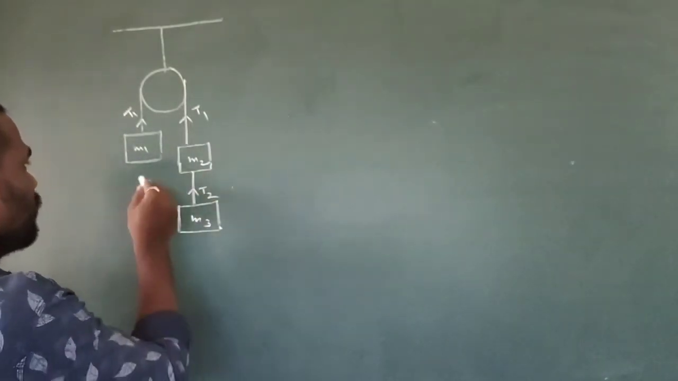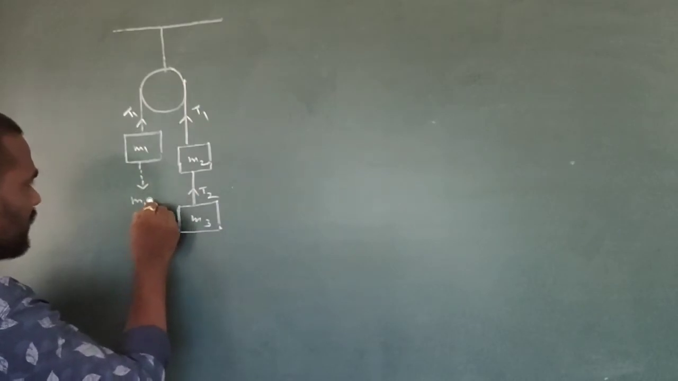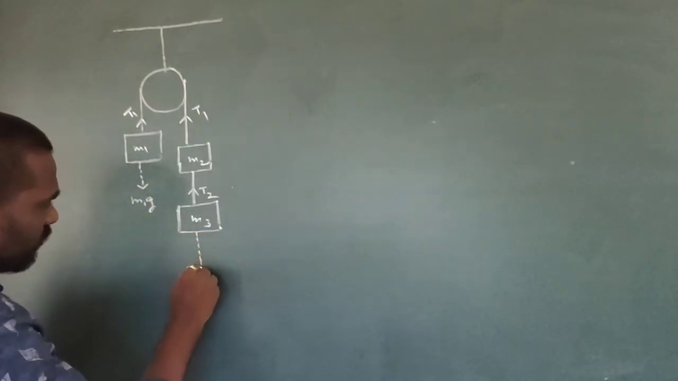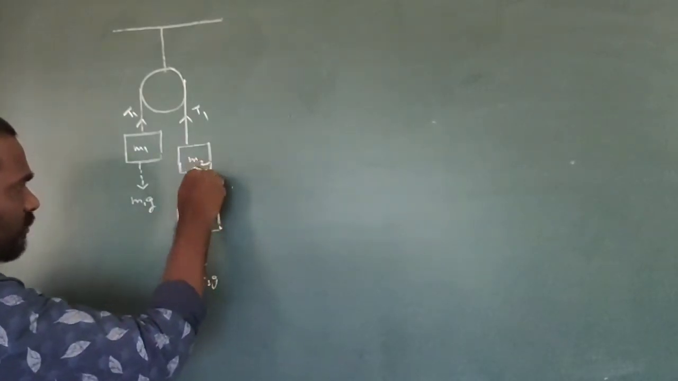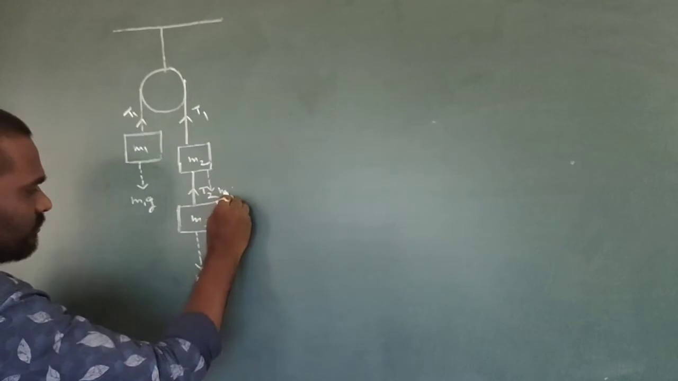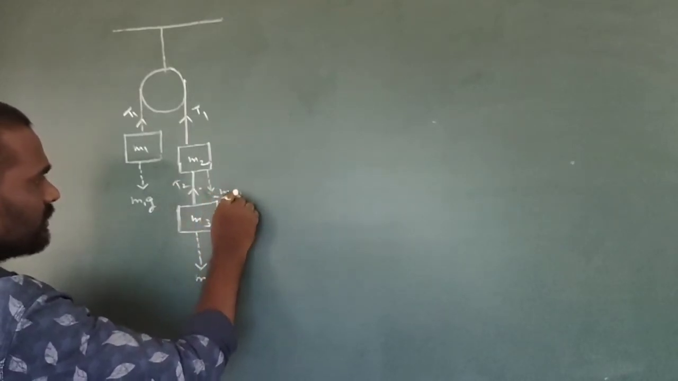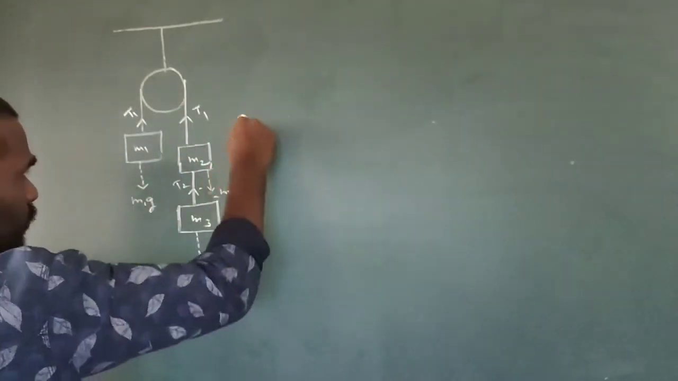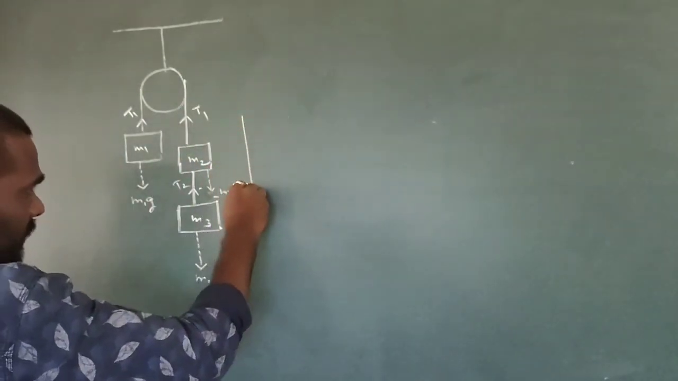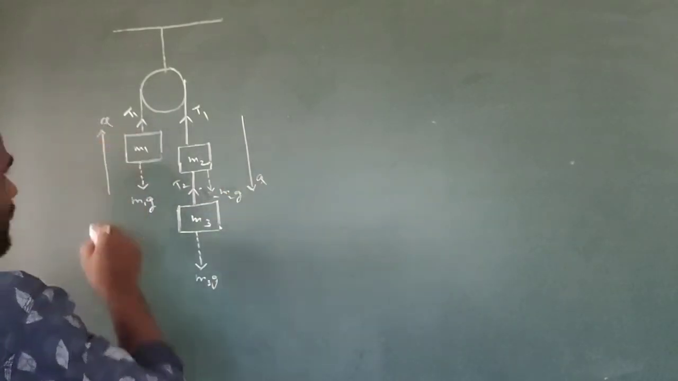Here the weight of the first body always acts vertically downward, that is m1g. Here also the weight of the body acts vertically downward, that is m3g. Here also the weight acts vertically downward, that is m2g. The first body, these two bodies are moving downward with some acceleration a, and this m1 body is moving upward with some acceleration a.